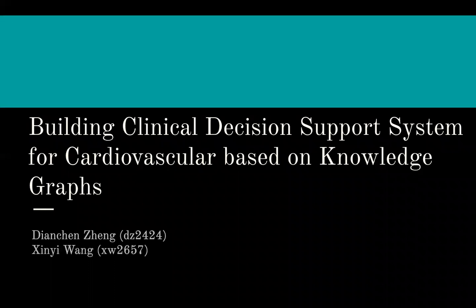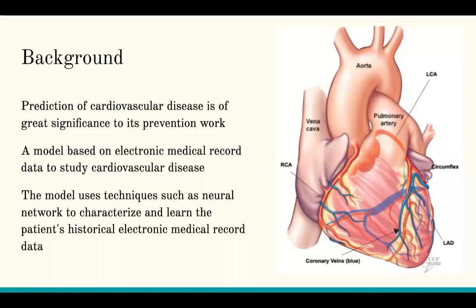So our topic is building a clinical decision support system for cardiovascular disease based on knowledge graphs. And here is our background. The prediction of cardiovascular disease has great significance for its prevention work. The purpose of our project is to find the related symptoms and indicators for cardiovascular disease.